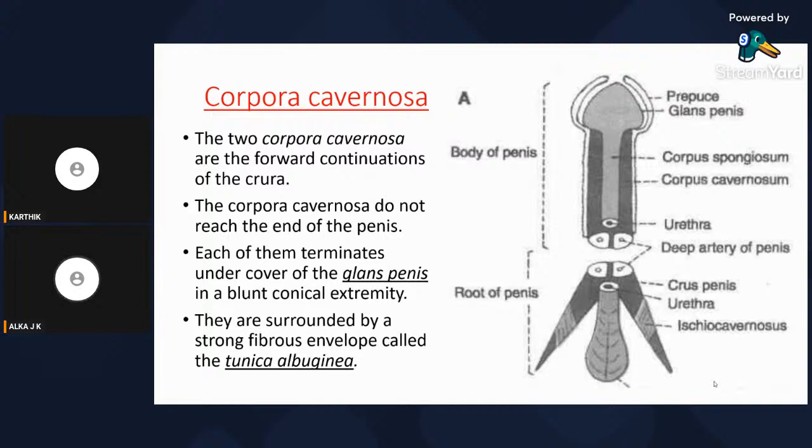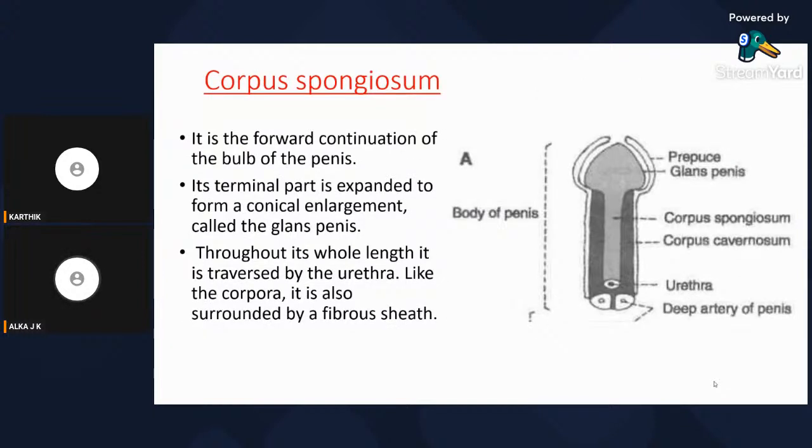So remember that the two corpora cavernosa, the two erectile masses, run parallel with each other but are not continuous up to the glans penis. Instead, they terminate under cover of the glans penis in a blunt conical extremity. They are surrounded by a strong fibrous envelope with longitudinal fibers, known as the tunica albuginea. Next is the corpus spongiosum. As I told you in the root of the penis, there is the bulb. The corpus spongiosum is the forward continuation of the bulb of the penis.